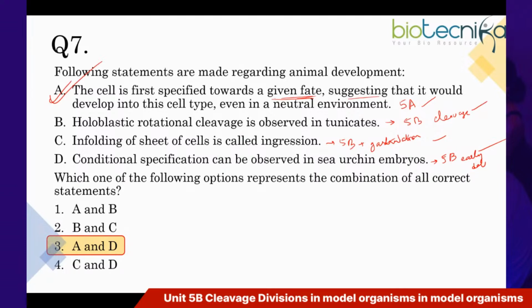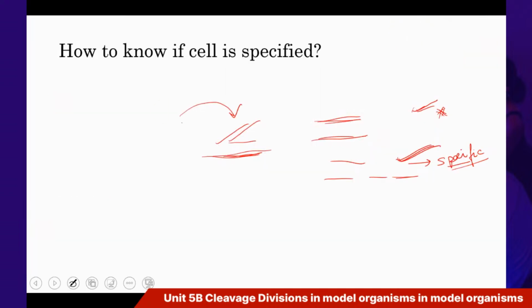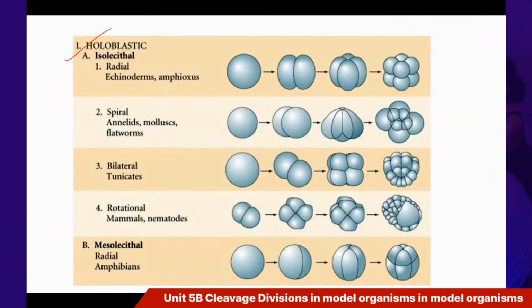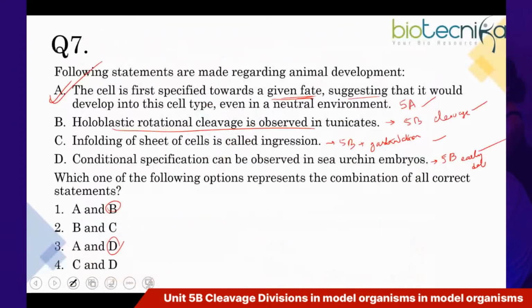Okay, first option is correct means you have to check whether B is correct or D is correct. Holoblastic rotational cleavage is observed in tunicates. So there we need to see our chart. So holoblastic under isolecithal, you have tunicates, which is bilateral cleavage. Tunicates is a type of organism, so they go for bilateral cleavage. Holoblastic rotational we see in mammals and nematodes. That is our C. elegans. Only then we see holoblastic rotational cleavage. So that's why B is not correct. So if B is not correct, that means A and D is the answer.